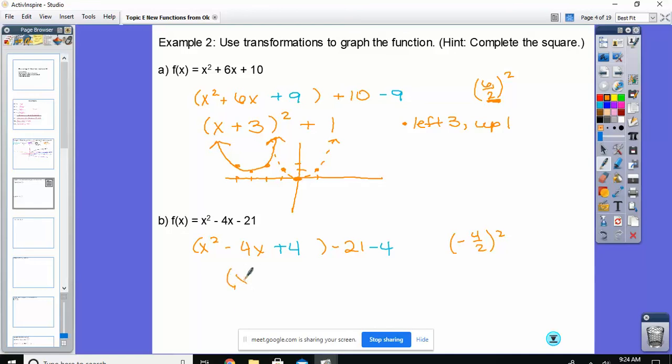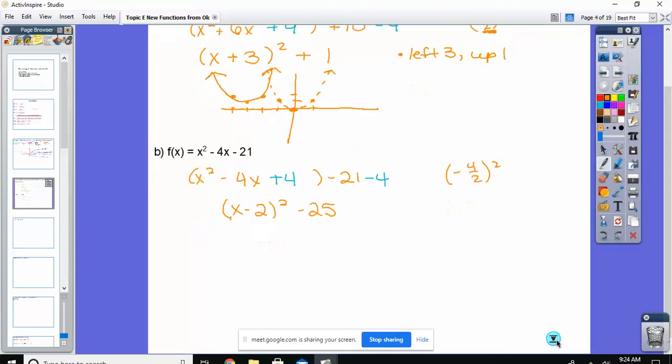So this factored into x minus 2 squared minus 25. I did not give you a very nice problem, did I? Did everybody get to that point? Okay, so your transformations this time would be right 2 and down 25. I'm probably not going to do that real precisely.